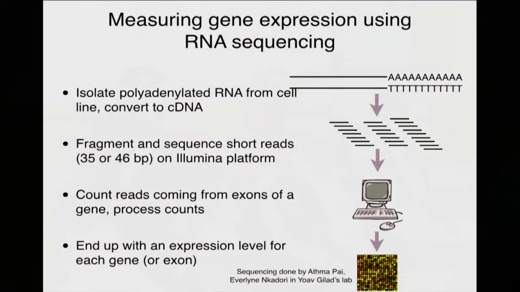How are we going to do this? This is the high-level overview. I'm actually going to go into a little bit more detail of the methods here, since this is a methods-type course. So first, we're going to isolate polyadenylated RNA from each cell line and convert it to cDNA. We're going to fragment and sequence short reads. This was years ago, as you can tell, because of the base pair length of these short reads on the Illumina platform. Count the reads coming from the gene and process them, and then we get an expression level for each gene or exon.